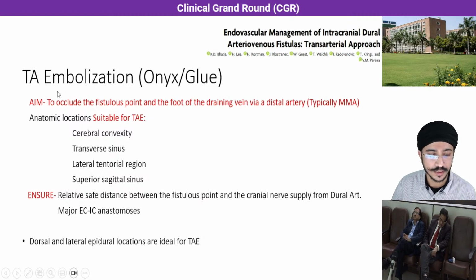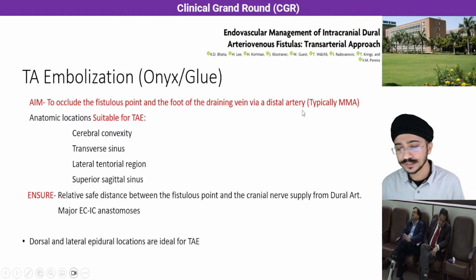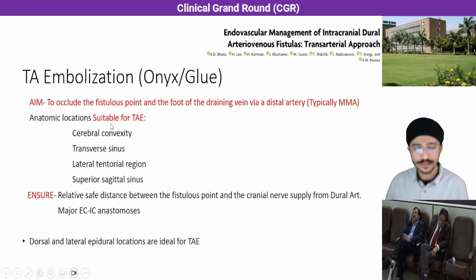In transarterial embolization with Onyx or glue, our aim is to occlude the fistulous point and the foot of the draining vein via the distal artery, which is typically the MMA in most cases. The anatomic locations that are suitable for transarterial embolization include the cerebral convexity, transverse sinus, lateral tentorial region, and superior sagittal sinus. We have to ensure that there is a relatively safe distance between the fistulous point and the cranial nerve supply from the dural arteries. And we also have to avoid the major ECA, ICA anastomoses that exist. The dorsal and lateral epidural locations are ideal for transarterial embolization.